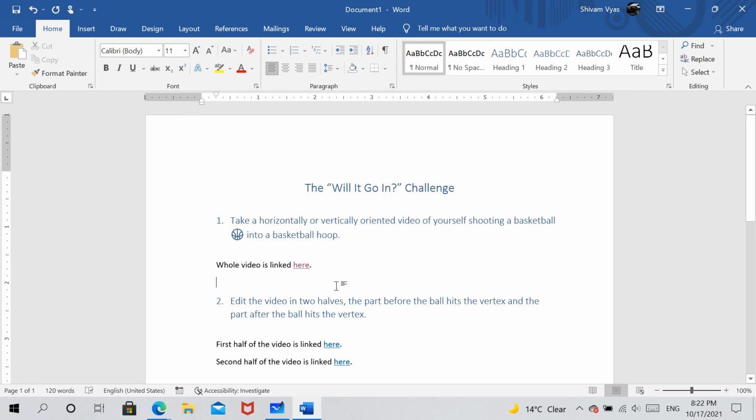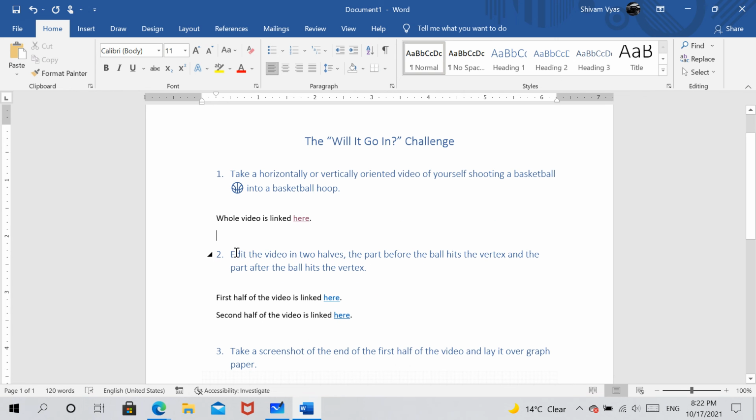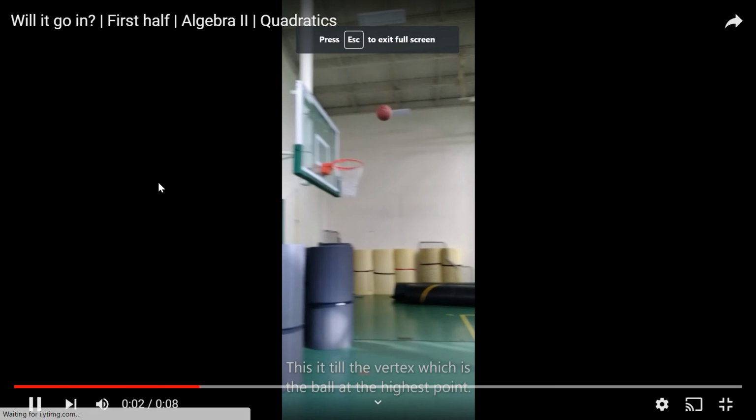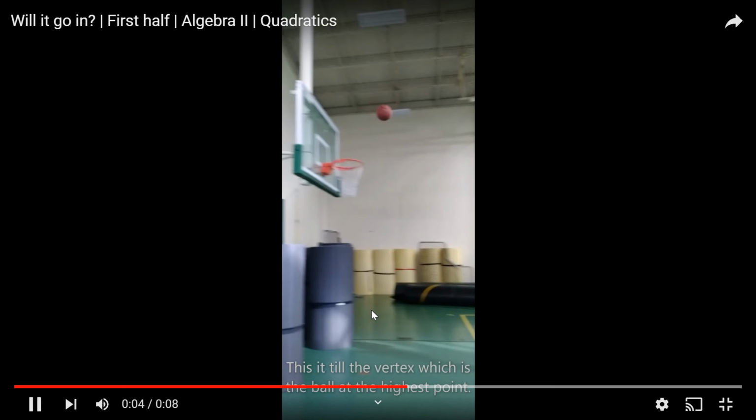Then the second step is to edit the video in two halves: the part before the ball hits the vertex, and the part after the ball hits the vertex. So the first half is right over here, which I'll open, and this is the first part. Does it still show the vertex, which is the ball right here? If you see, that's simply going to be the vertex.